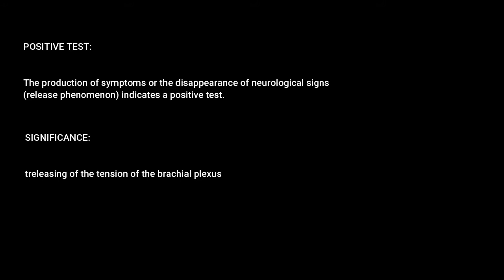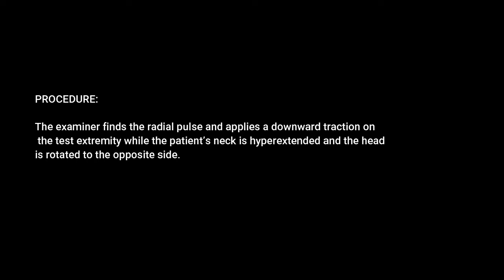The production of symptoms or the disappearance of neurological signs, the release phenomenon, indicates a positive test. Significance: releasing of the tension of the brachial plexus. Halstead maneuver. Procedure. The examiner finds the radial pulse and applies a downward traction on the test extremity while the patient's neck is hyperextended and the head is rotated to the opposite side.